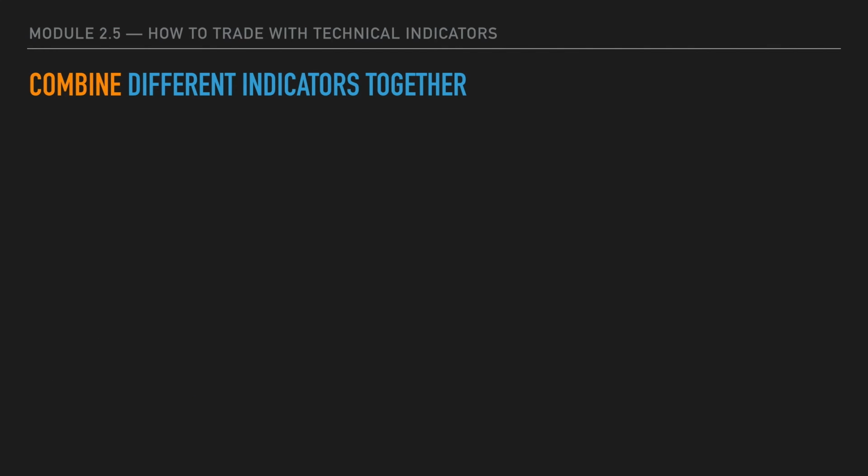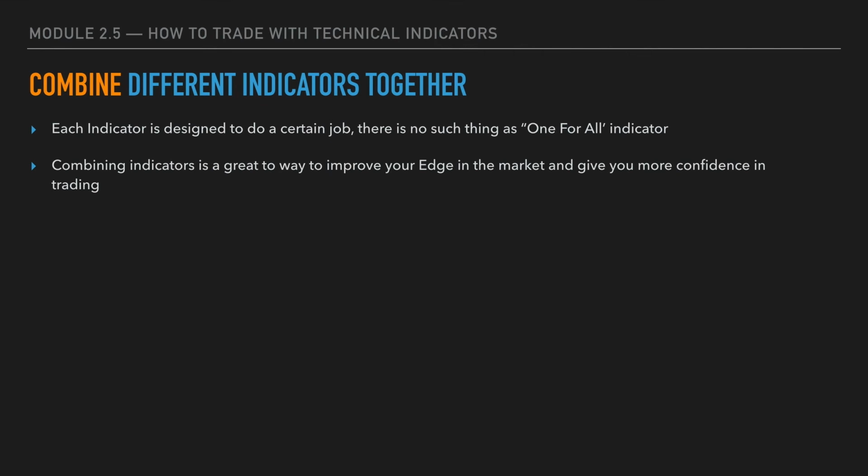Alright, right now I really want to share with you guys the importance of combining different indicators together. Pretty much all the professional traders I know do not rely on just one single indicator in their trading. They combine different indicators together and let them work together. Each indicator is designed to do a certain job. There's no such thing as a one-for-all indicator. Combining indicators is a great way to improve your edge in the market and give you more confidence in trading.